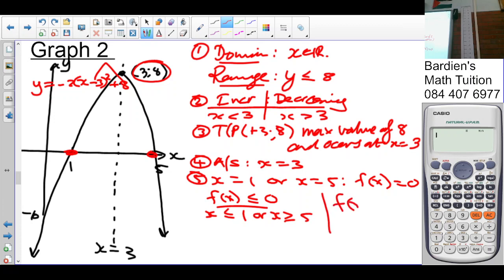Where is f of x more than 0? So in other words, we're going to look where it is above your x-axis. Not so? So where is it above 0? It's from 1 till 5. Can you see that, people? It's from 1 till 5. Okay? Is it continuous or break-in solution? Continuous. So x has to be greater than 1, but less than 5. Okay?